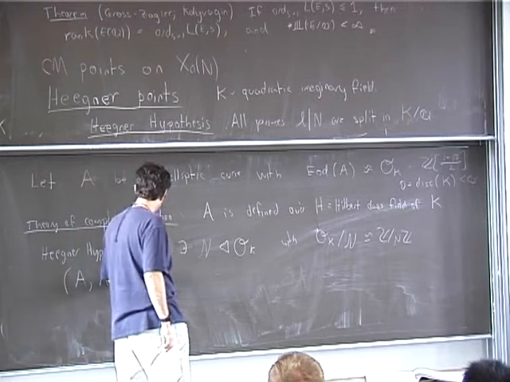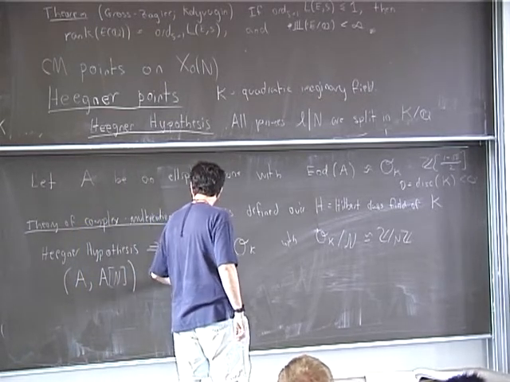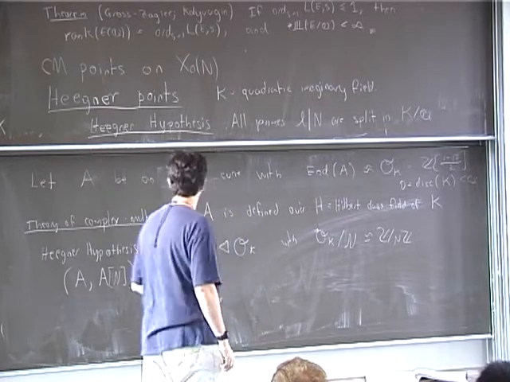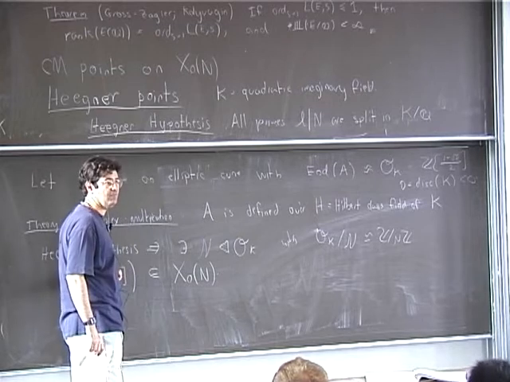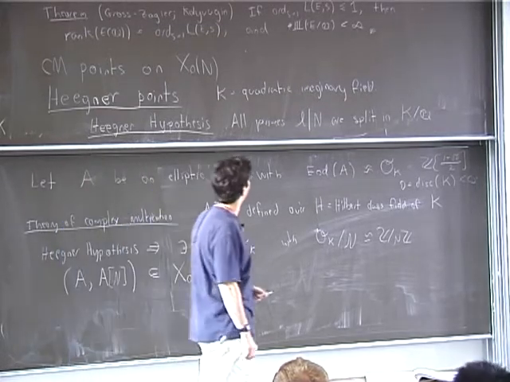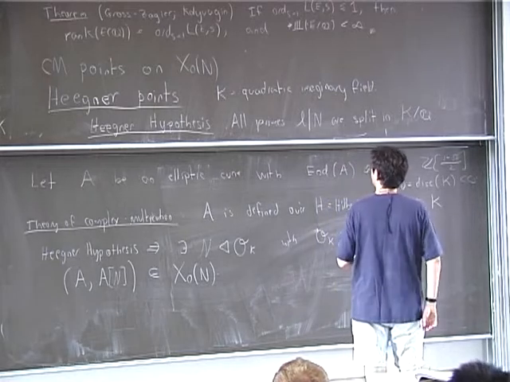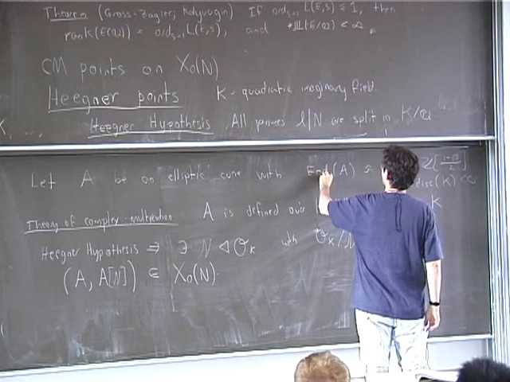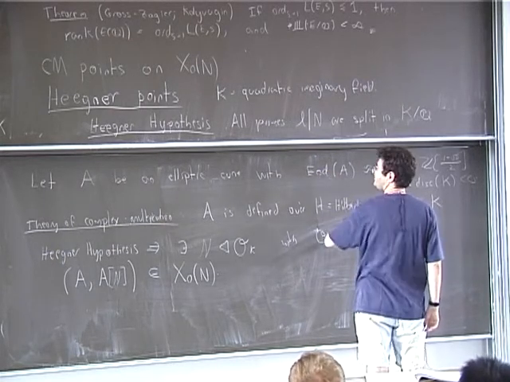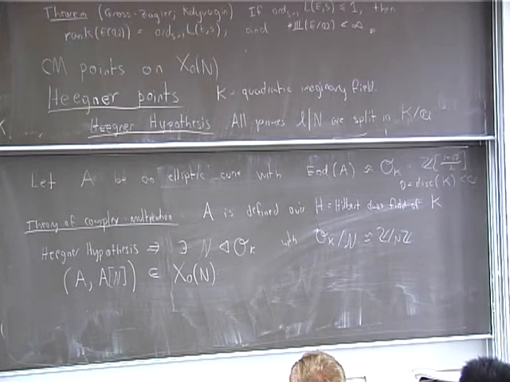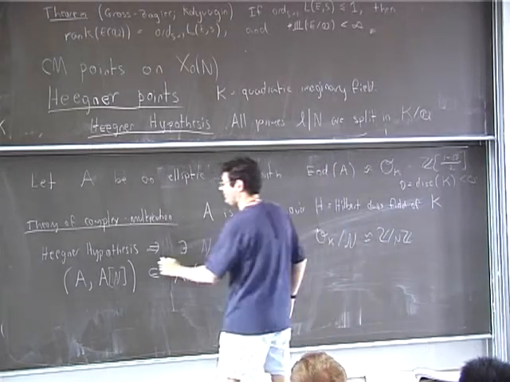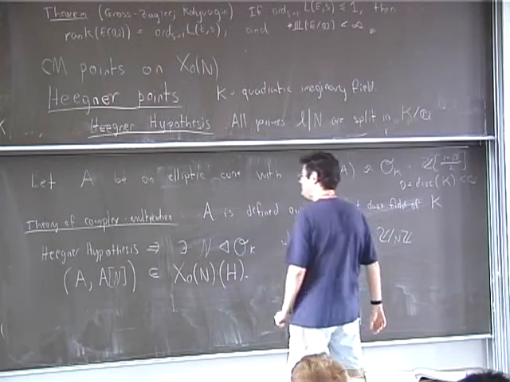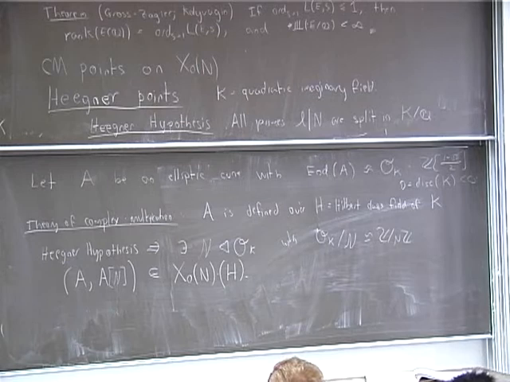So this pair corresponds to a point on X_0(N) via the moduli description of X_0(N). And moreover, because the endomorphisms are defined over the Hilbert class field H, this subgroup is also defined over H. So this pair gives rise to a point on X_0(N) defined over the Hilbert class field.